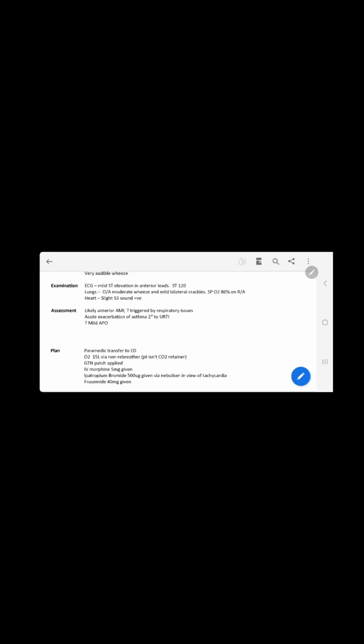Why are we writing this letter? We have this assessment done, which shows that we have AMI or APO along with asthma worsening. We are transferring this patient to the emergency department, a kind of transfer letter, and this management has been done.